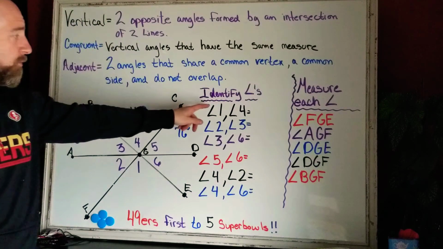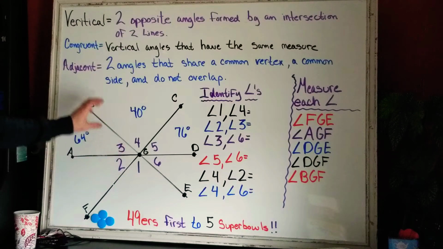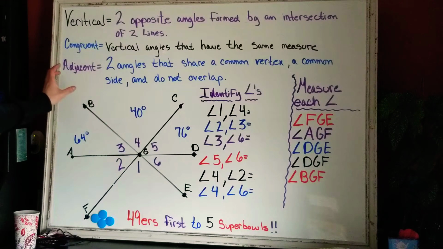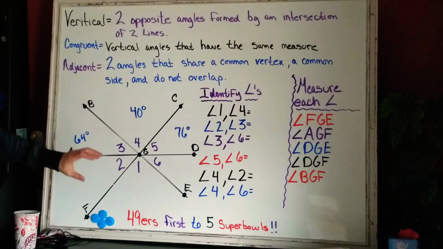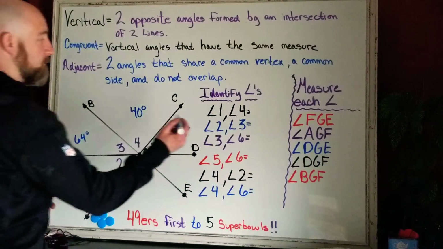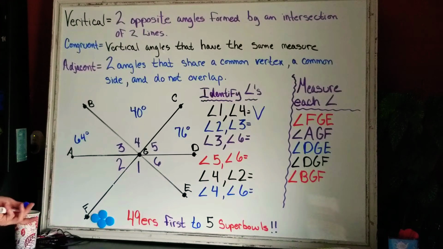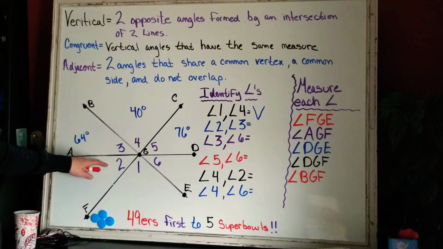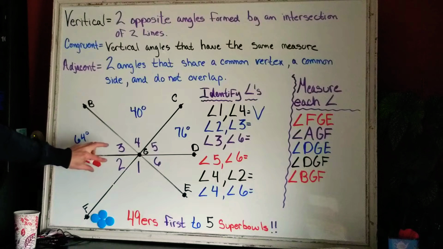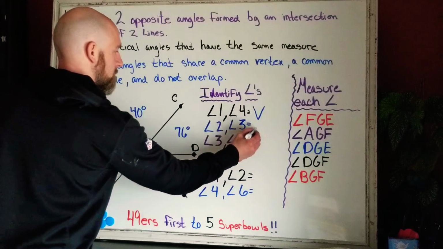So if we look at angle 1 and angle 4, would that be vertical or adjacent? Are they opposite of one another, or are they right next to each other? Take a second, you look, well, they're opposite, so they're vertical of one another. We're just going to put a V there. Now we look at angles 2 and 3. Are they opposite of one another, or are they next to each other? So they become adjacent. We'll just put an A.